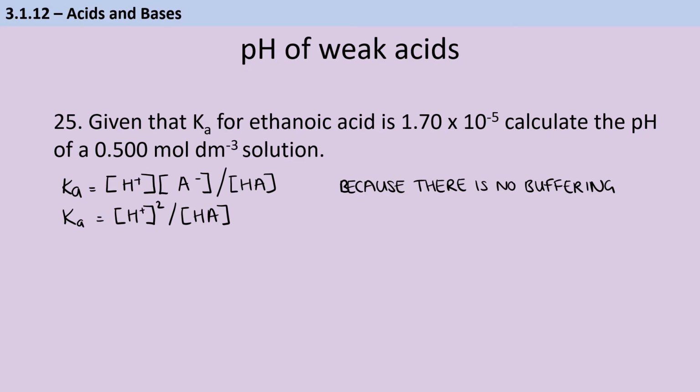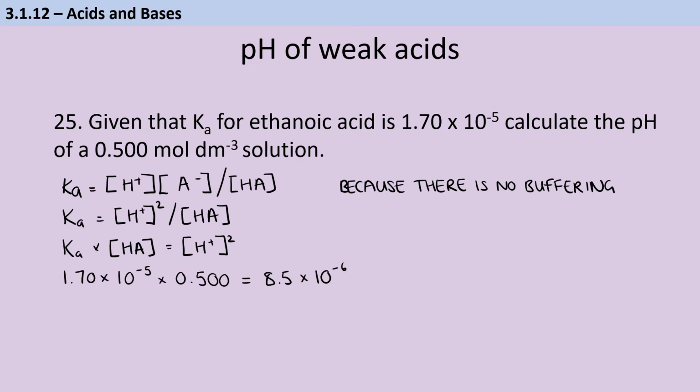So we can now rearrange that equation. We can multiply both sides by the concentration of the undissociated acid, HA, and we can say that Ka times the concentration of HA gives us hydrogen ion concentration squared. So if I actually did that calculation, I would get 8.5 times 10 to the minus 6, and that's my hydrogen ion concentration squared. So if I square root it, then I can get my hydrogen ion concentration on its own, and that gives me an answer of 2.92 times 10 to the minus 3.